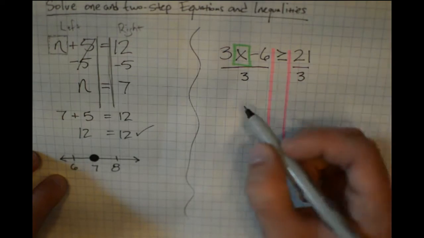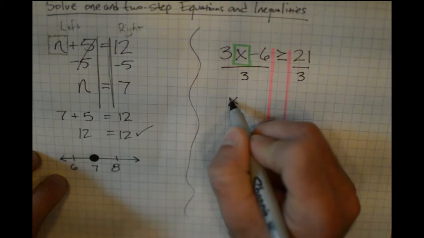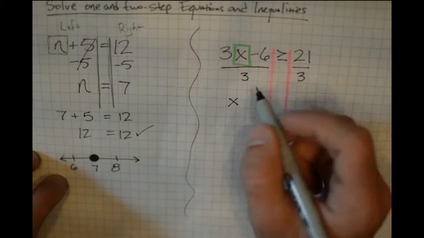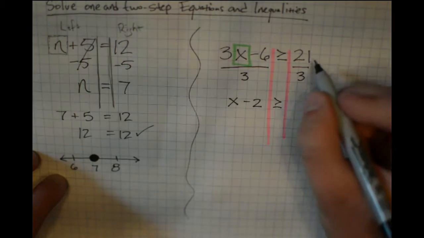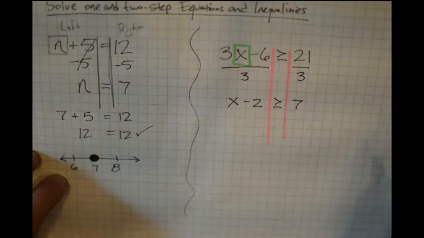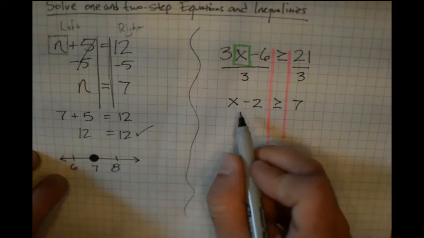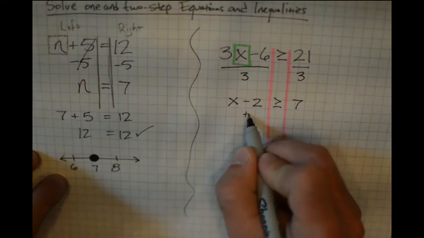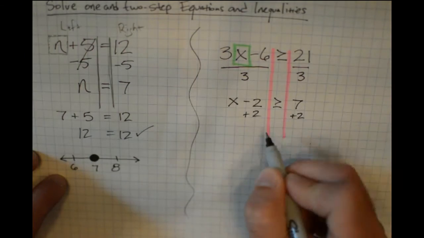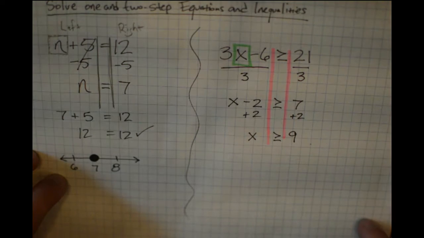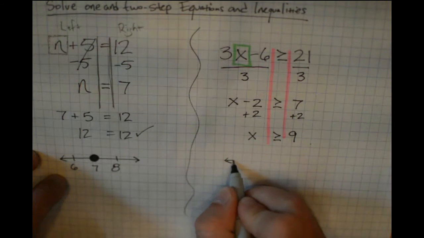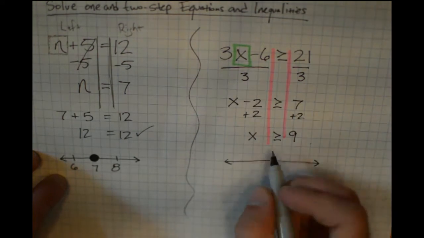So 3x divided by 3 is just x. And minus 6 divided by 3 is minus 2. Is greater than or equal to 21 divided by 3 is 7. And the inverse operation to this minus 2 is to add 2 to both sides. So x is greater than or equal to 9. Graphically, what this will look like is we have to show a couple things.